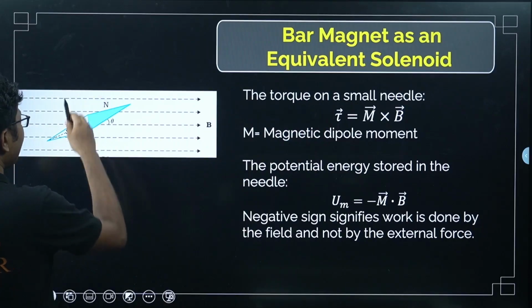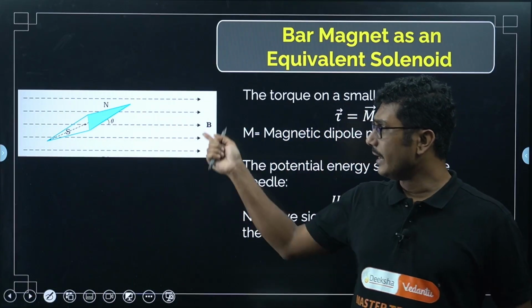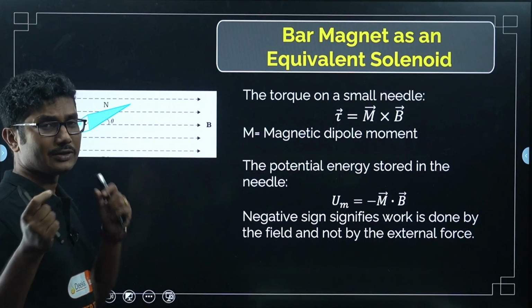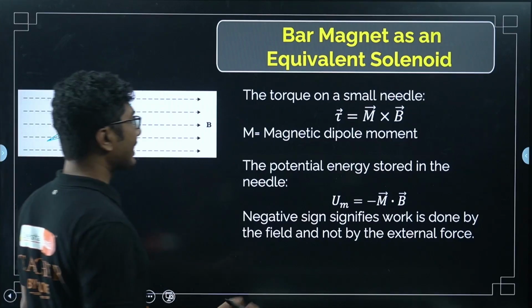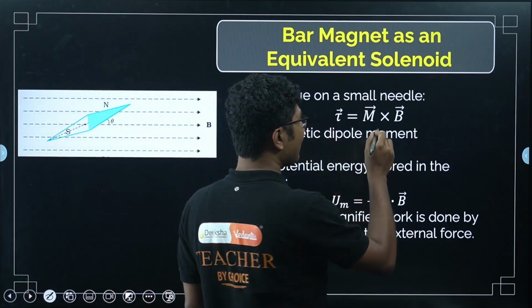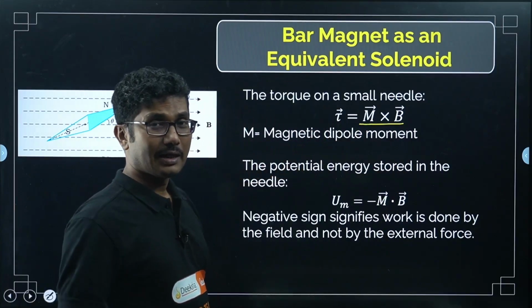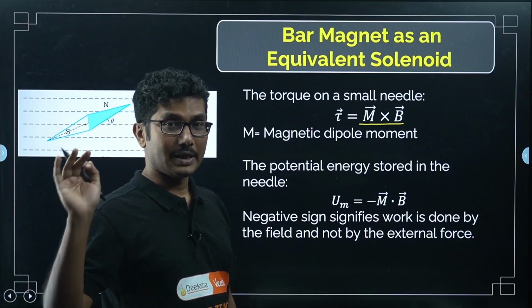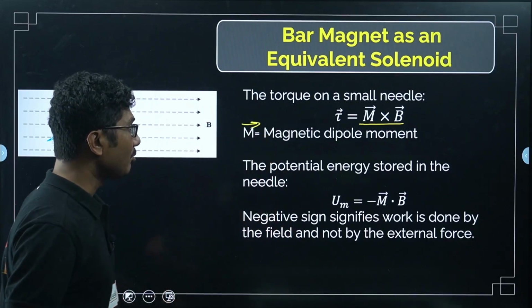Now if this field rotates this needle to align it to some direction, first of all, what is the torque acting on this needle? Torque acting on this is same as electric dipole. If you remember, in electric dipole that was small p cross capital E. Here it is M cross B. Here M is the magnetic dipole moment.